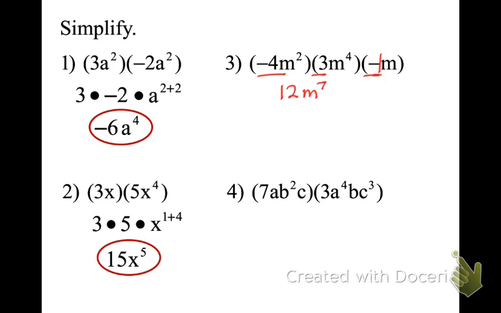Next one, how about Julio? You multiply 7 times 3, which equals 21. How many a's? There are 4 on one side and then 1 on the other, so that makes a to the 5th. Then b to the second and b to the first power, and that makes b to the third. Good. And c to the first and c to the third makes c to the fourth. Good. And there we go.